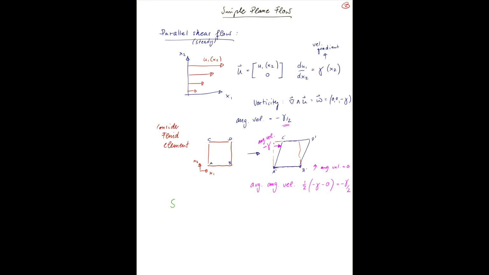Now, let's consider our strain rate tensor. Sij, as a reminder, is defined to be a half of dui/dxj plus duj/dxi. And in our case, if we plug in du1/dx2, that's the only one we have, you find that S11 equals S22 equals 0, and S12 equals S21 equals gamma over 2. So in matrix form, our S tensor looks like this. So no diagonal elements, just off-diagonal elements, which means there is no elongation and pure shear. That's what this fluid element that's aligned with x1, x2 is experiencing.